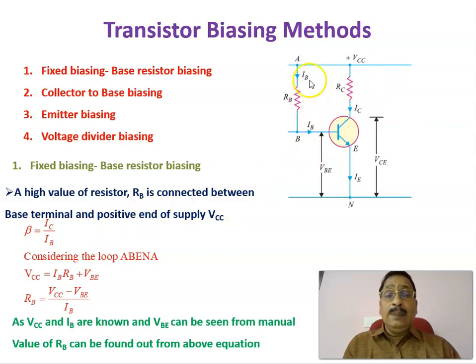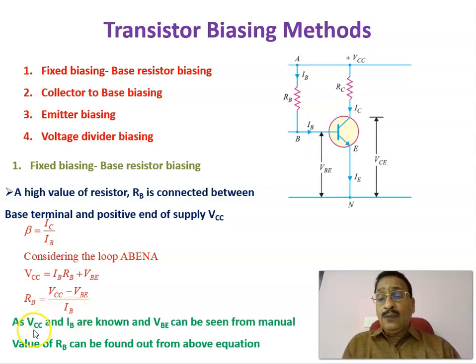Now, considering the input loop, if you consider this input loop and apply Kirchhoff's voltage law, we can say that IB RB plus VBE equals VCC, or VCC equals IB RB plus VBE, or you can find RB equal to VCC minus VBE divided by IB, the base current.